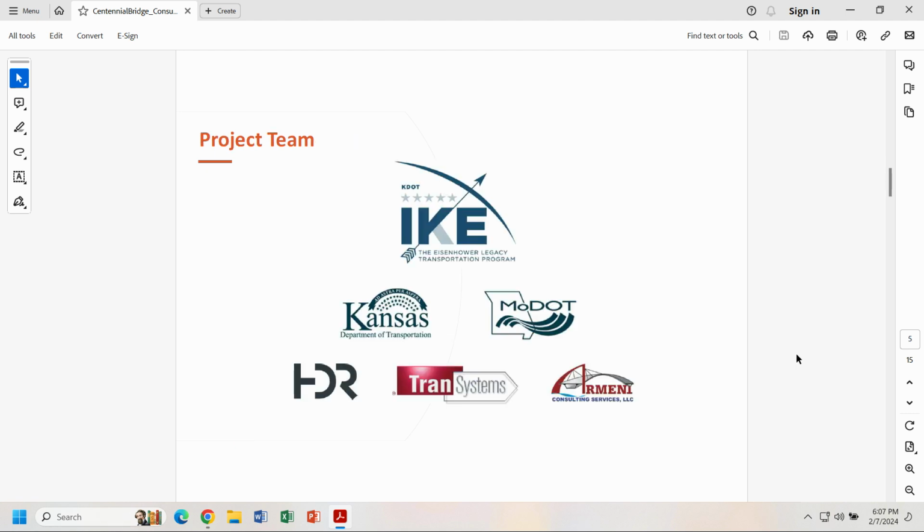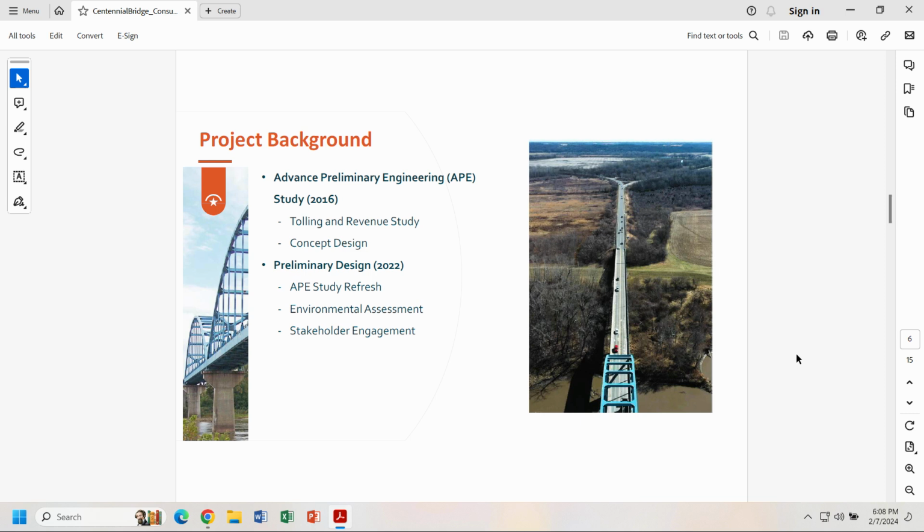As I mentioned, this is a Kansas Department of Transportation project. It does cross over into Missouri, so the Missouri Department of Transportation is also involved with this project, and it's being implemented under KDOT's IKE program. There was what we call an advanced preliminary engineering study that was completed in 2016.